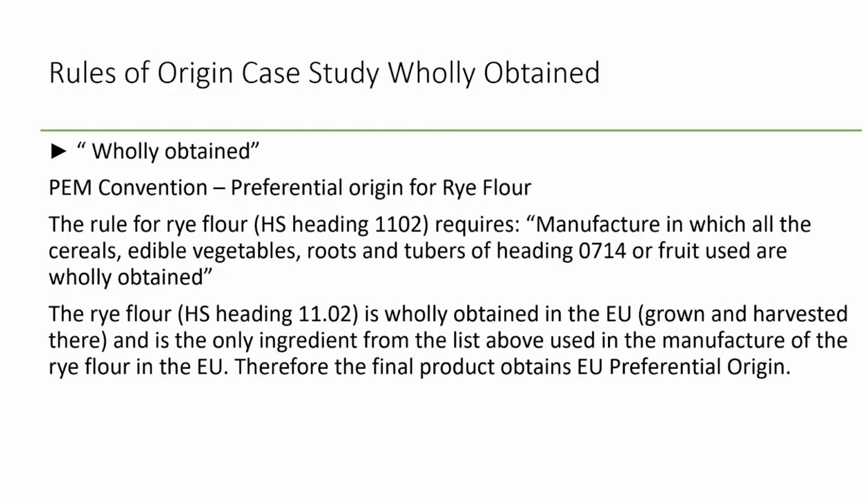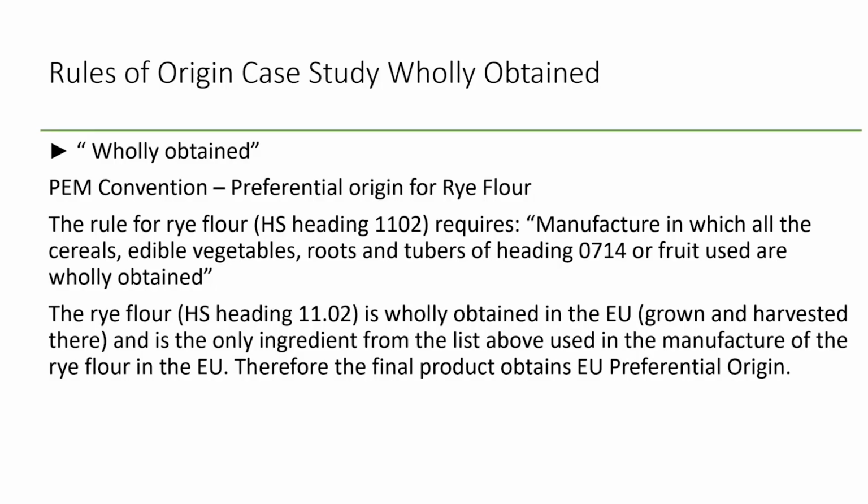So I'm just going to do a couple of case studies. So the wholly obtained, right? Again, that's for natural products. So natural products are wholly obtained, while for manufactured or processed products, the place of last substantial transformation is the origin. So wholly obtained, preferential origin for rye flour. So the rule for rye flour, HS heading 1102, requires that.